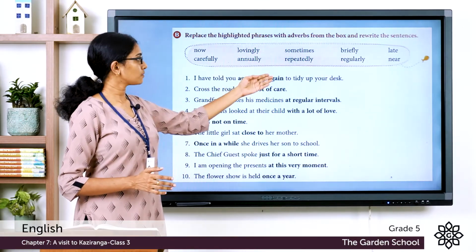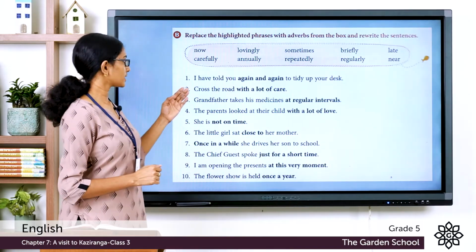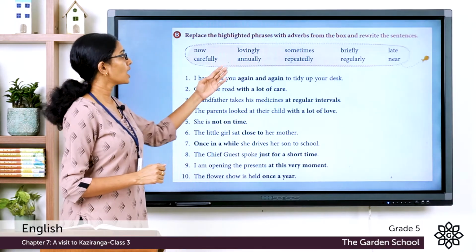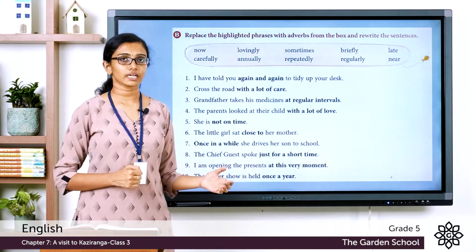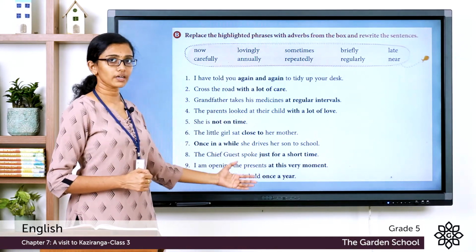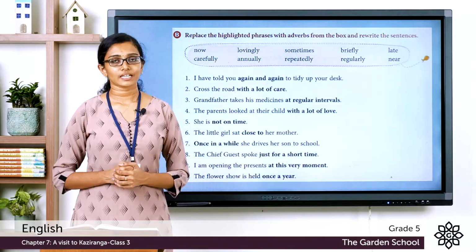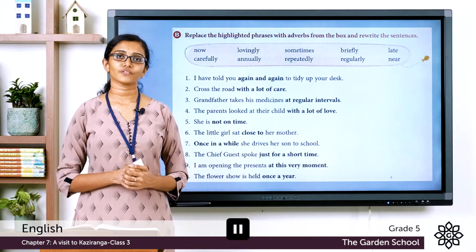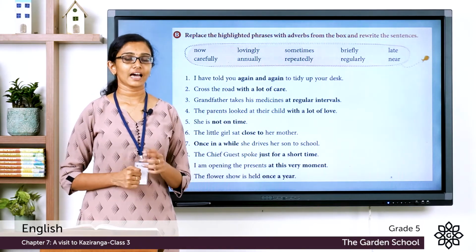For example, again and again. A suitable adverb that you can use here is repeatedly. So you can rewrite the sentence as, I have told you repeatedly to tidy up your desk. So similarly, you have to complete or rewrite all the other sentences in your notebook. Do this as an activity now. Please pause the video, finish it and come back. Hope you are done with that activity. Now let's discuss the answers.